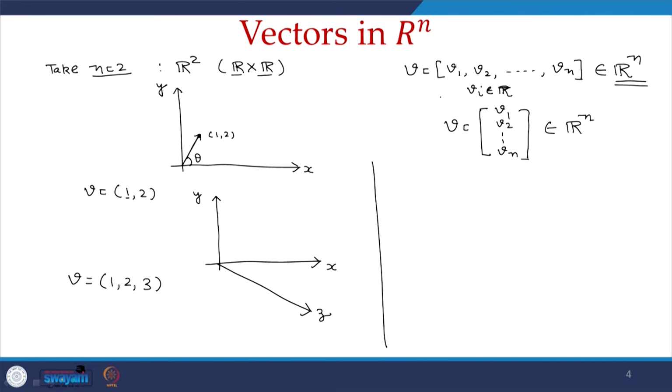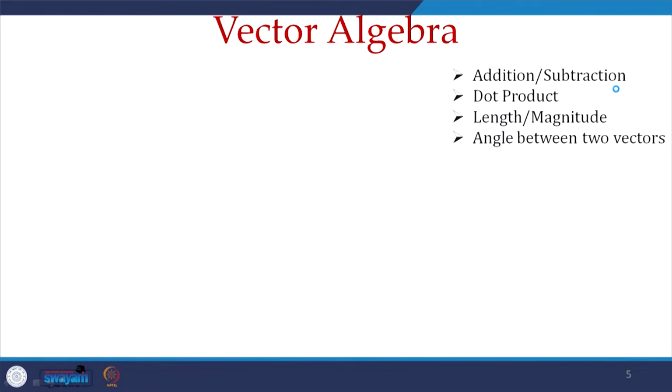Here in Rn, a vector will have n components. I cannot plot an n dimensional vector here like I can do in 2D. In 2D, or using some software in 3D, I can plot, but I cannot easily plot vectors with dimension more than 3. But this is a very abstract setting of a vector. Now, let us see some vector algebra.